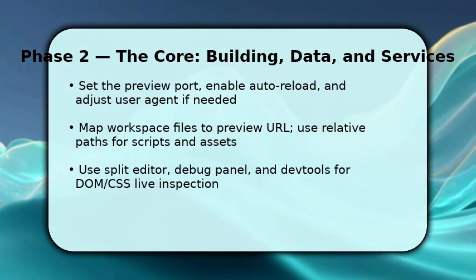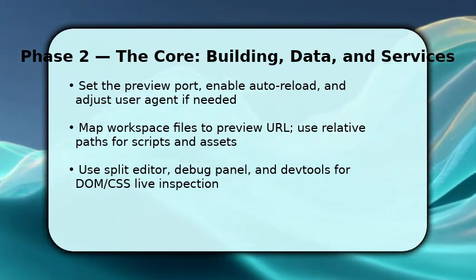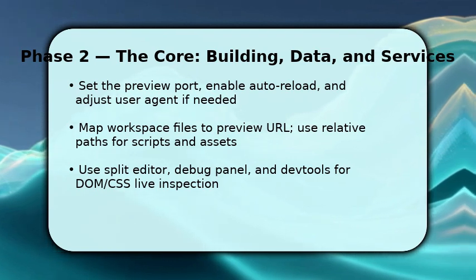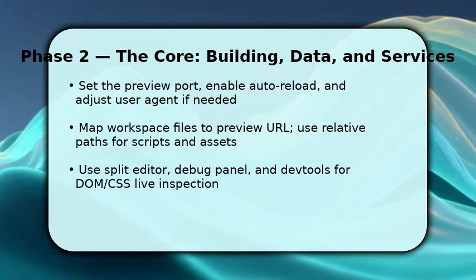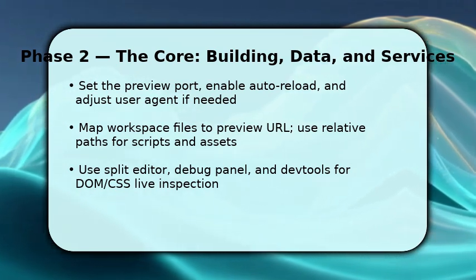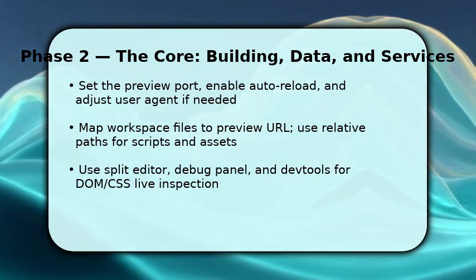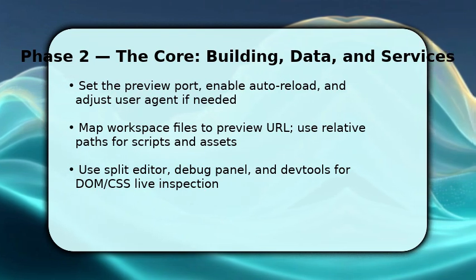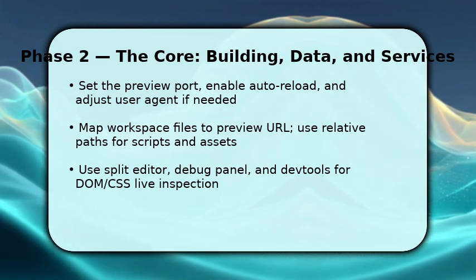Once the preview is open, configure it. Set a stable port, enable auto-reload, and adjust the user agent when testing responsive behavior. You should map your workspace files to the preview URL so assets load correctly. Relative paths avoid mismatches. Use Split Editor to view code and the preview side by side, and open developer tools inside the preview to inspect DOM, network, and CSS.